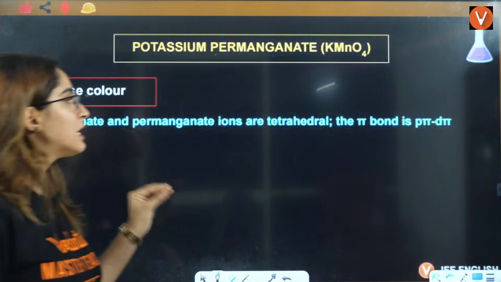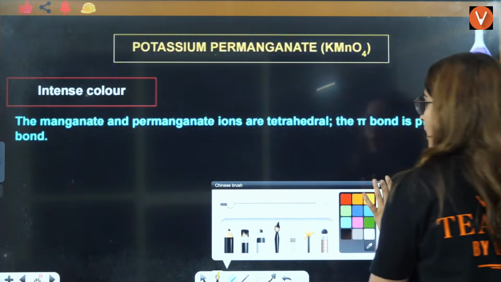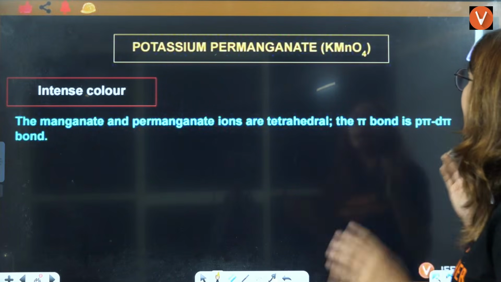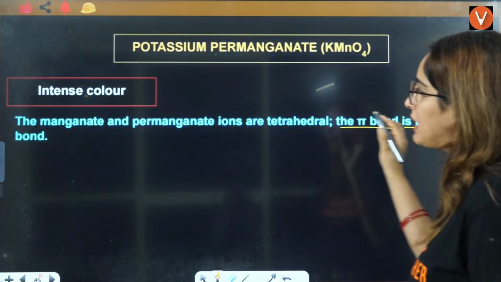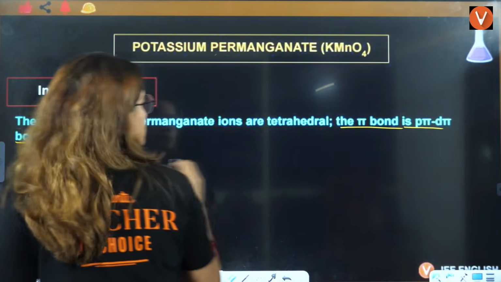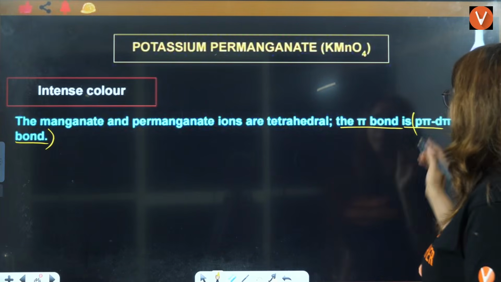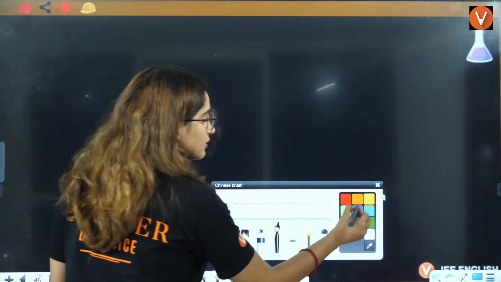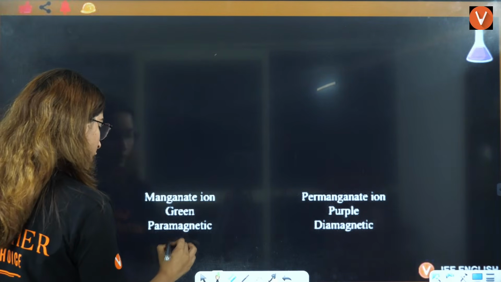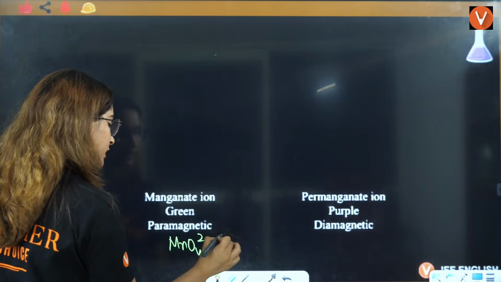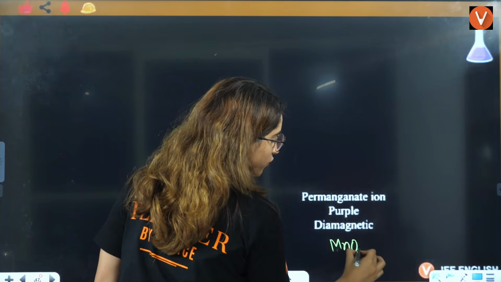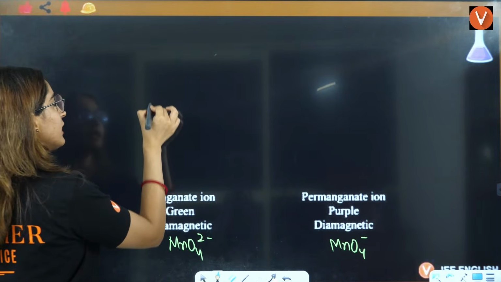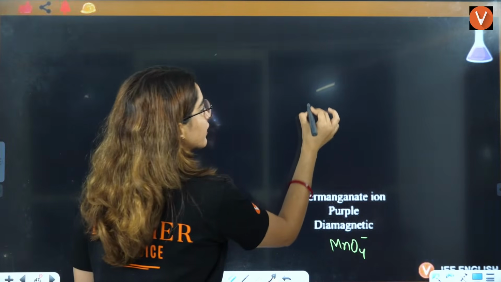Shall we move ahead? Now they are saying that manganate and permanganate ions are tetrahedral, and the pi bond is p pi d pi bonding. Now, this is important, right? I'll tell you why p pi d pi bonding here. First, you need to draw the structure. Let's say I am drawing for manganate, that is MnO4 2−, and this is MnO4−. These are the two ions that you have here. Both of them have tetrahedral structure.